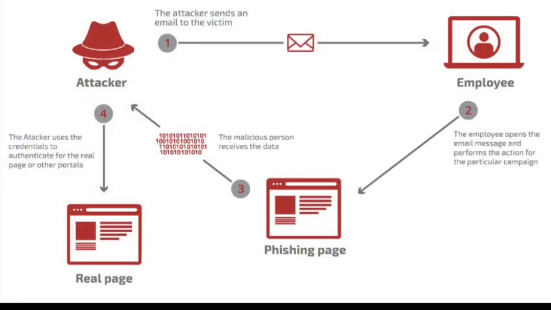The hacker identifies the target and researches the victim. Hackers send the targeted, legitimate-looking email. So the victim opens the email containing malware. Then the hacker uses it to steal data from the victim's computer or network. So this is how phishing works.